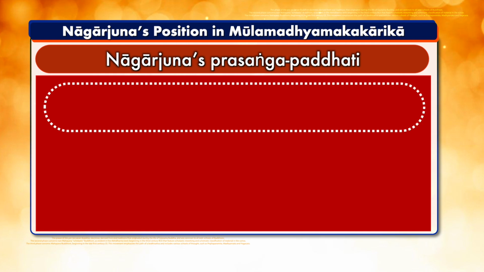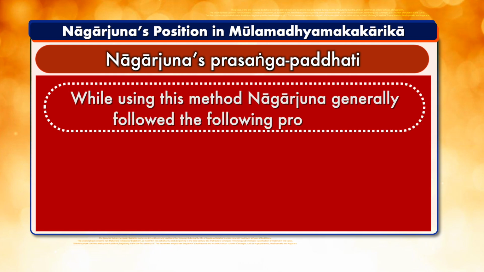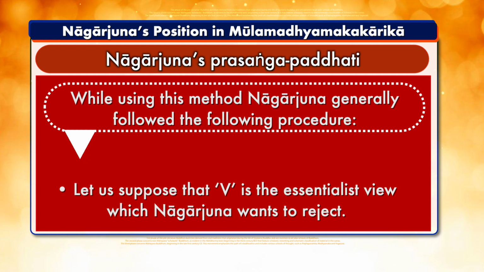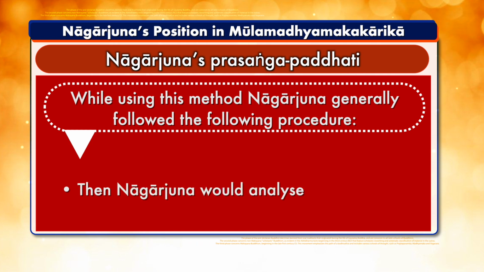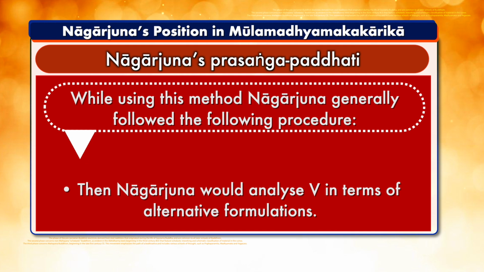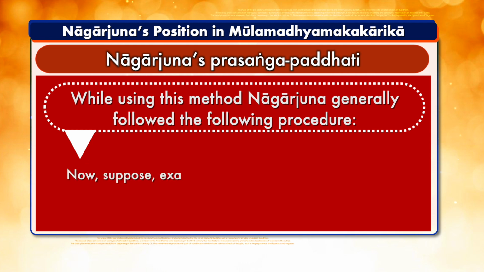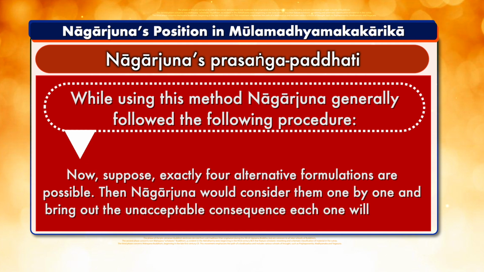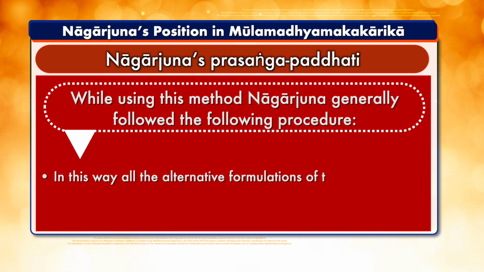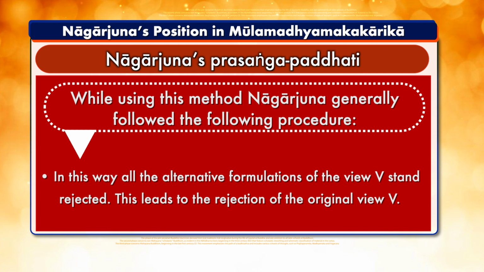While using this method, Nāgārjuna generally followed the following procedure. Let us suppose that V is the essentialist view which Nāgārjuna wants to reject. Then Nāgārjuna would analyze V in terms of alternative formulations. Suppose exactly 4 alternative formulations are possible. Then Nāgārjuna would consider them one by one and bring out the unacceptable consequence each one will lead to. In this way, all the alternative formulations of the view V stand rejected. This leads to the rejection of the original view V.